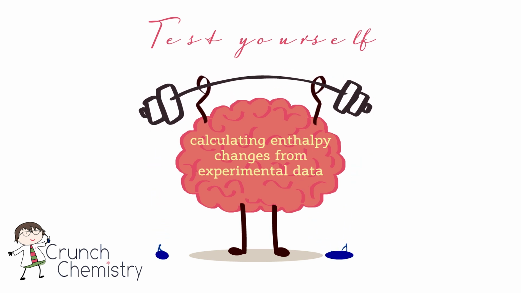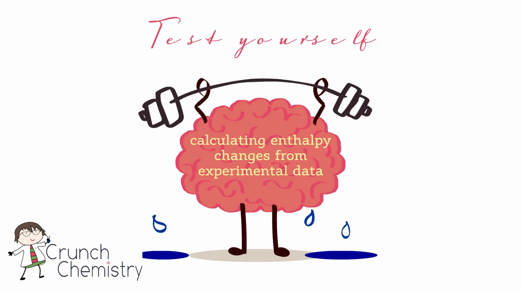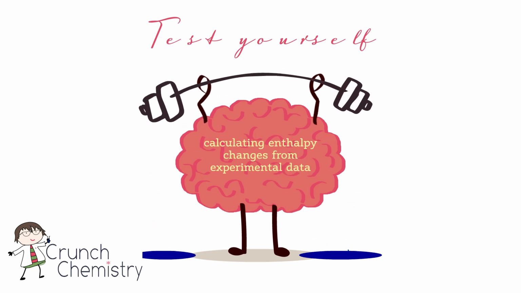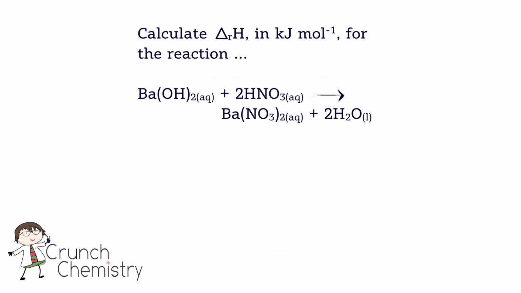Calculating the enthalpy change of a reaction from experimental data is a really common exam question. So let's look at the best way to tackle it. In this past paper question, we've been asked to calculate the enthalpy change for the reaction between barium hydroxide and nitric acid. So essentially, this is a neutralization reaction.